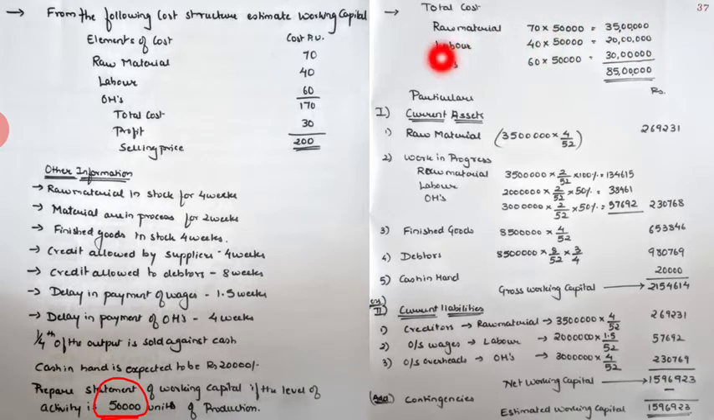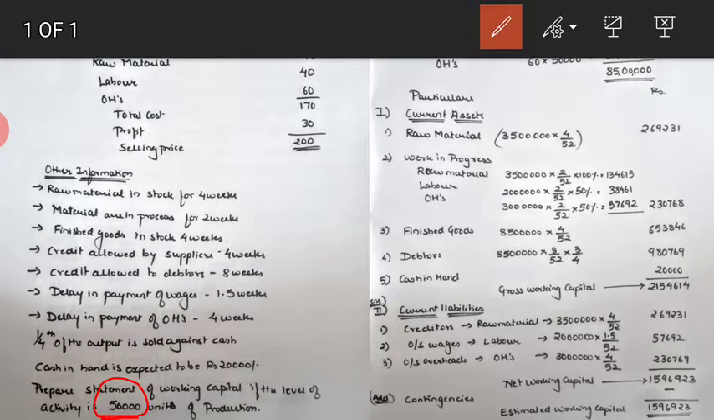In a similar way, find out the total labor cost, that is 40 per unit into 50,000 units produced. So 40 into 50 is 20 lakhs. Overheads 60 per unit into 50,000, so 60 into 50,000 is 30 lakhs. The total cost would be 85 lakhs. So the first thing we have to do is convert the cost per unit into total cost. Once we do that, we go for the statement as asked in the question.